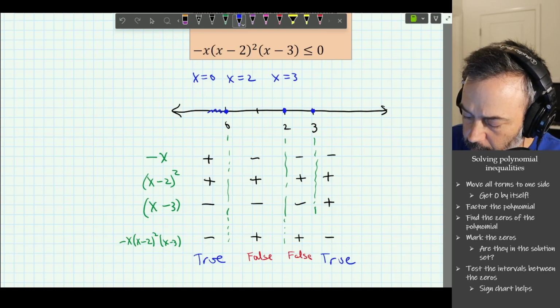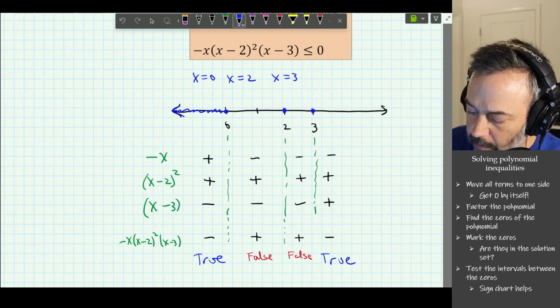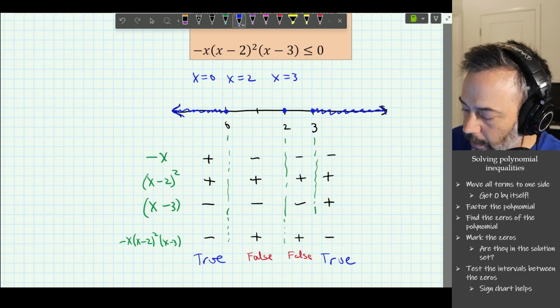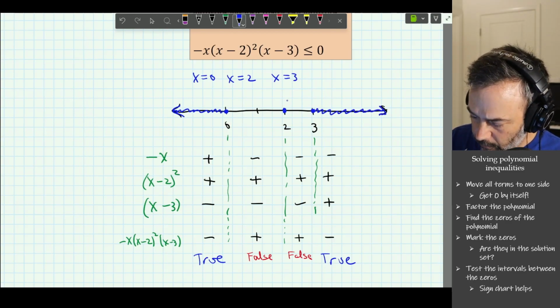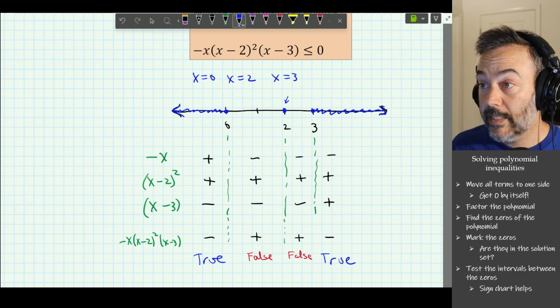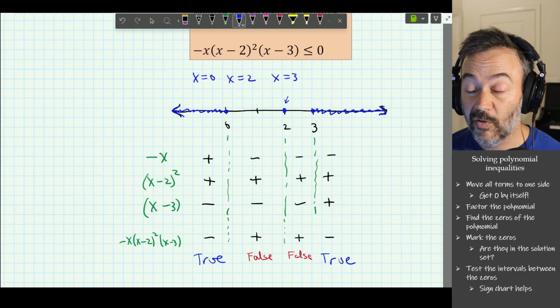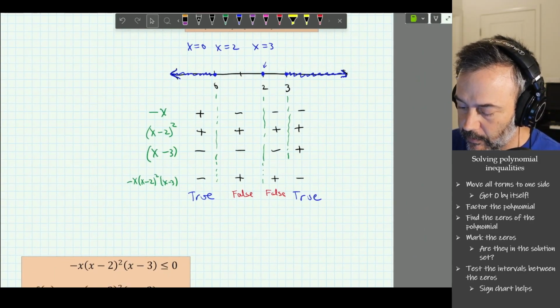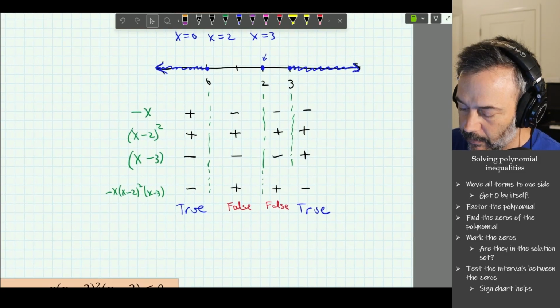And so our solution set is all the numbers to the left of this. Our solution set includes all the numbers to the right of this. So our intervals are those. But careful, don't miss the fact that that singleton number 2 itself makes the inequality true. So how do we write this in interval notation? We write this in the following way.